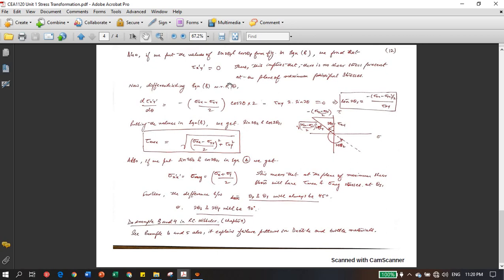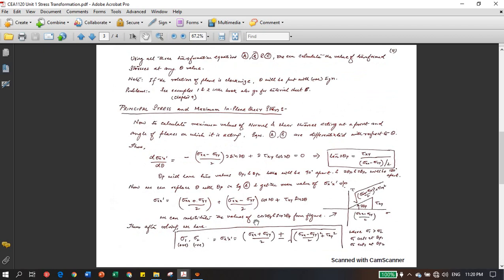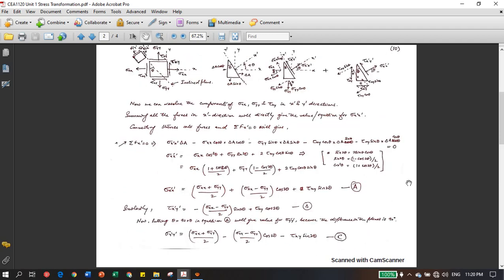Now, what you can do is put this sin 2 theta p and cos 2 theta p in equation B, for tau xy, over here.